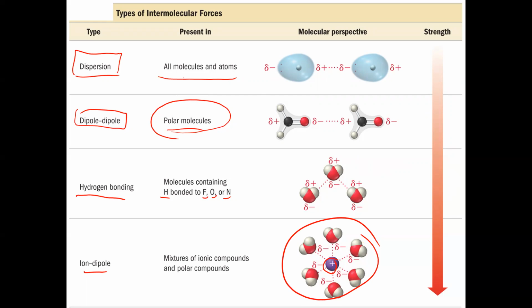So I hope this video makes sense. I hope you have a better foundation and understanding of intermolecular forces and how they influence how things are attracted to each other and what their relative strengths are.